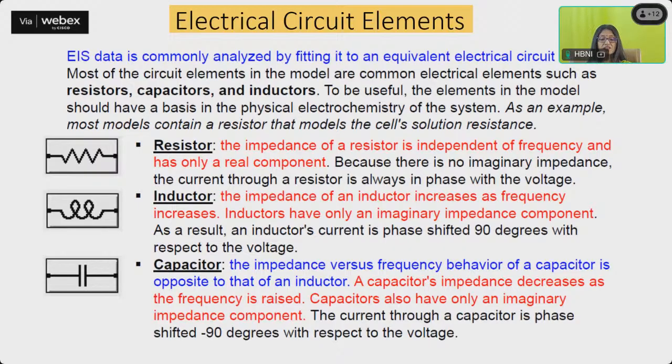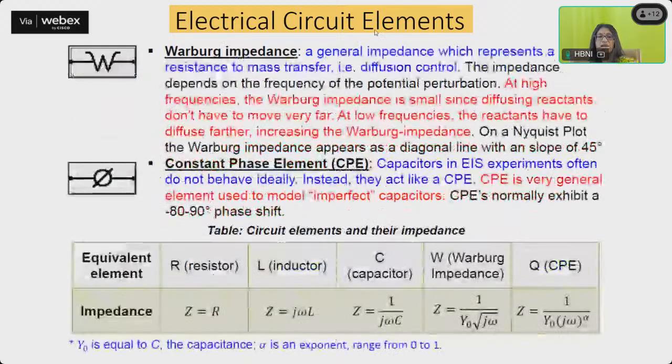You have a resistor, you have an inductor, you have a capacitor. You are having all these plots coming in, all these semicircles, straight lines, whichever is there in the Nyquist plot. Now you have to fit it by putting in all these different electric circuit elements. Now you have another important circuit element, which is Warburg impedance. This is a general impedance which represents a resistance to mass transfer, that is diffusion control. So now you have this diffusion of the lithium ions happening. How do you represent that? It is given by this Warburg impedance.